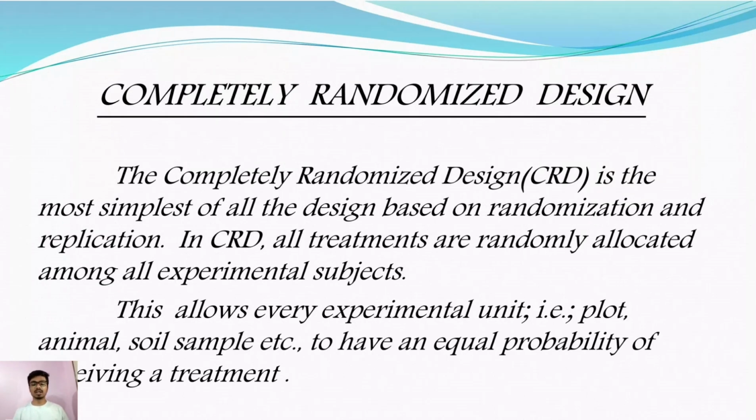Completely randomized design. Here we are going to explain briefly on this topic. The completely randomized design, also called CRD, is the simplest of all the designs based on randomization and replication. In CRD, all treatments are randomly allocated among all experimental subjects. This allows every experimental unit, that is plot, animal, soil sample, etc., to have an equal probability of receiving a treatment. Here you can go through the completely randomized design.